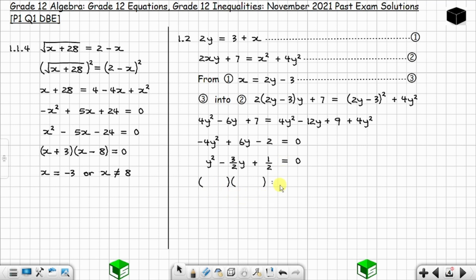Okay, this is equal to 0. You have y squared, so you have y times y. And now from here you have to get two numbers. When you multiply those two numbers, you must get 1 over 2. And if you add those two numbers, you must get negative 3 over 2. Remember, negative 3 over 2 is the same as negative 1.5.